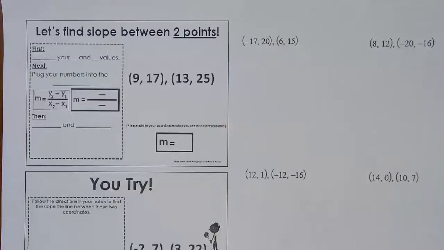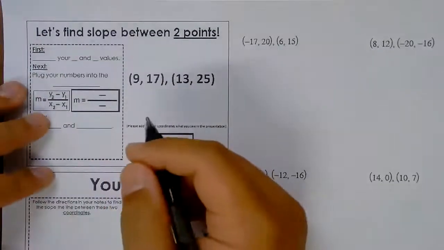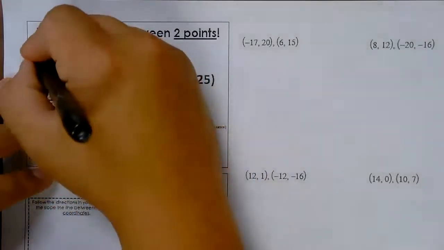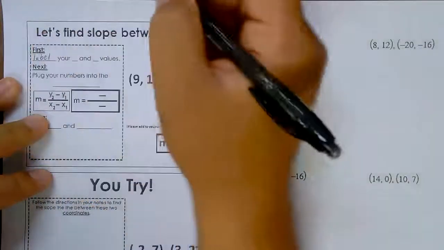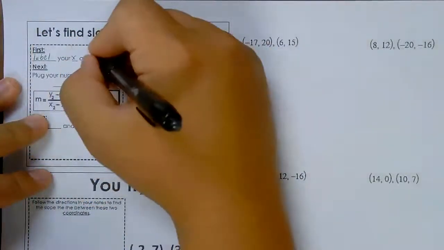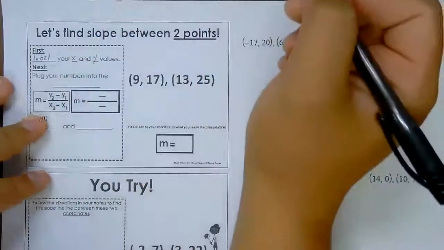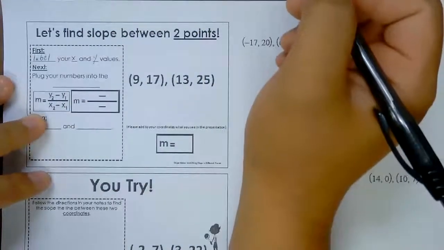All right, now we're going to find slope between 2 points. So on the graph, if we had the graph, we were able to draw that triangle. But if we don't have a graph, we have 2 points, we can still find the slope. So the first thing that we need to do is label our x and y values.